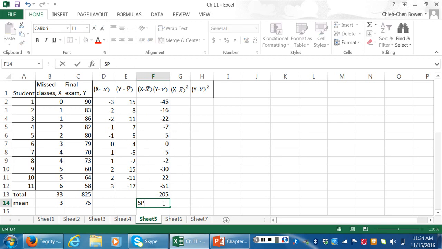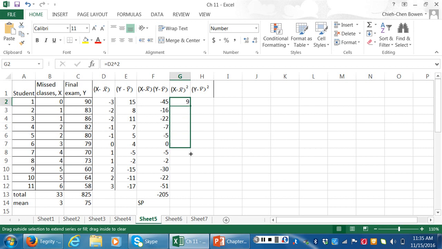So we just label that -205 is your XP. Okay, now you need to create (x minus x bar) squared. That's going to be the sum of your squares. x minus x bar, square. 3 squared is 9. That's correct, and so put your cursor at the right place, drag to the last value.